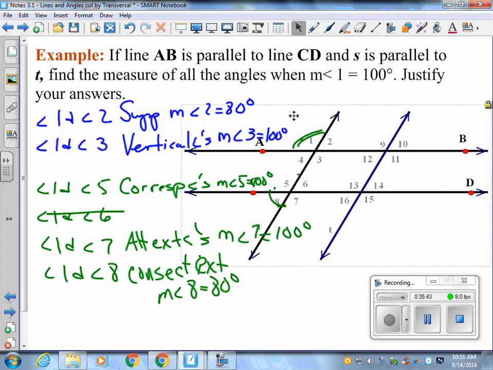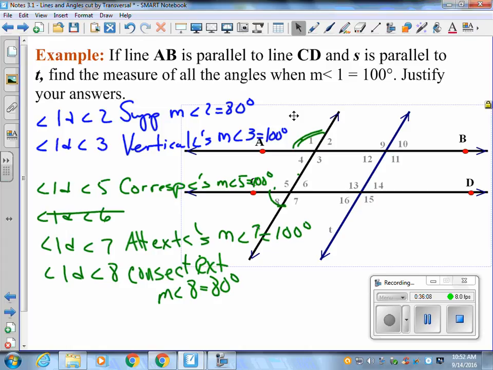Once you get that one, angle 9, you may not be able to do every problem with angle 1 all the way through, but I could do 1 and 10. Correct? Because 1 and 10 are same side exterior. And I could do 1 with 11 because they're alternating exterior. I could not do 1 with 12. But it gets complicated dealing with it.